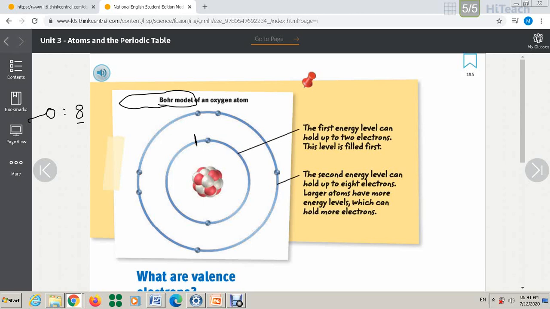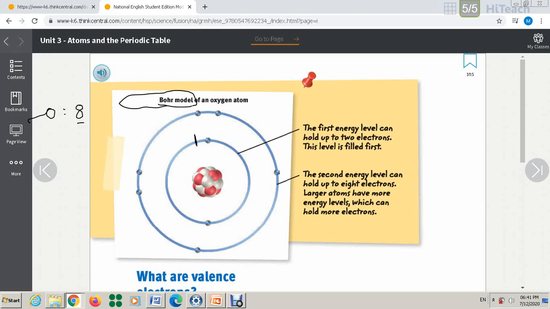The next question: how many additional valence electrons can oxygen hold? For this second energy level, if you remember, we said it can hold up to 8. But it has here how many electrons in the second energy level? It has 6. So it has the ability to gain another 2 to make the valence shell full of electrons.